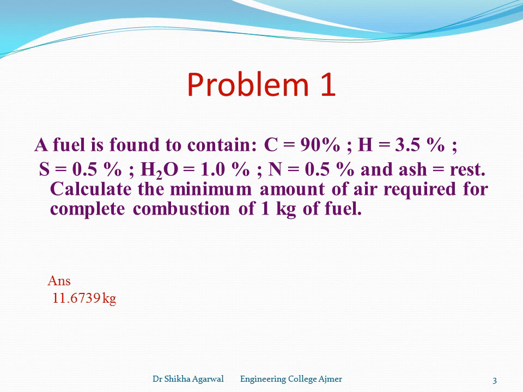Now the first problem is: a fuel is found to contain carbon 90%, hydrogen 3.5%, sulfur 0.5%, water 1%, nitrogen 0.5% and rest ash. Calculate the minimum quantity of air required for the complete combustion of 1 kg of the fuel. So once again you do the sum in a tabular form, and we have already discussed how it has to be done. And the answer comes around 11.6739 kg.